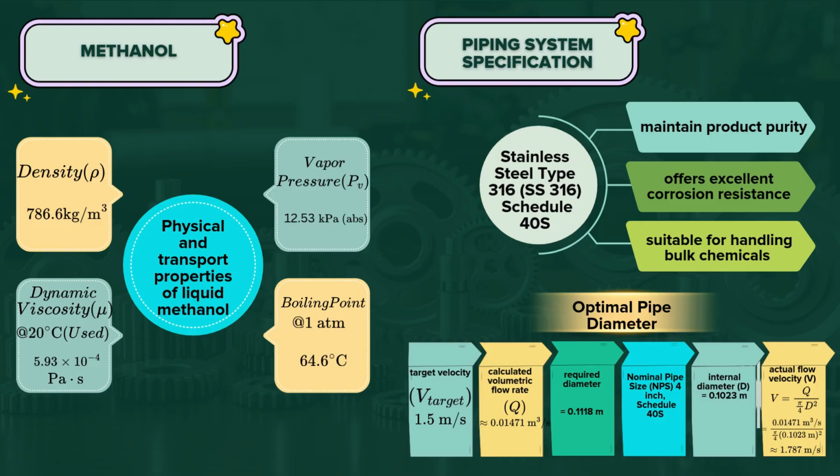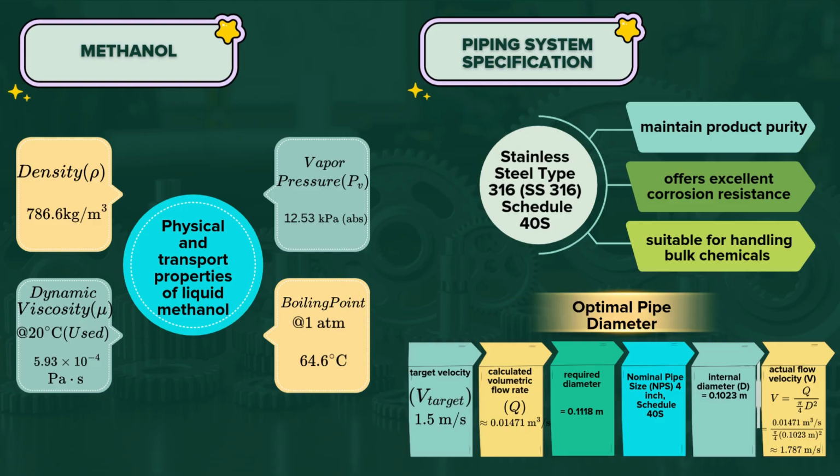Material selection justification. Given that methanol is a conductive polar solvent that can increase galvanic and promote metal corrosion, particularly if trace acidic impurities are present, the use of standard carbon steel is often restricted to less critical or lower purity services. To maintain product purity and ensure long-term integrity, stainless steel type 316 is selected. This material offers excellent corrosion resistance and is suitable for handling bulk chemicals like methanol. Assumption for pipe specification. The piping is specified as stainless steel 316, Schedule 40S.